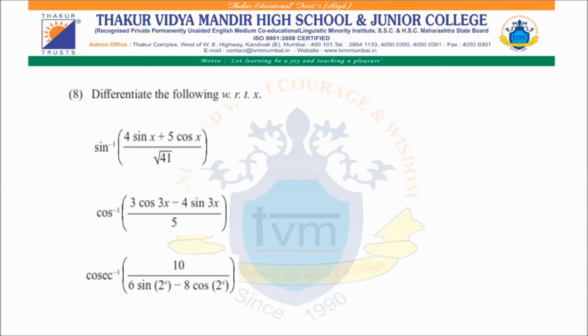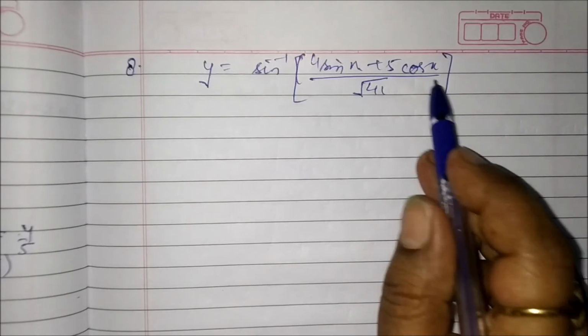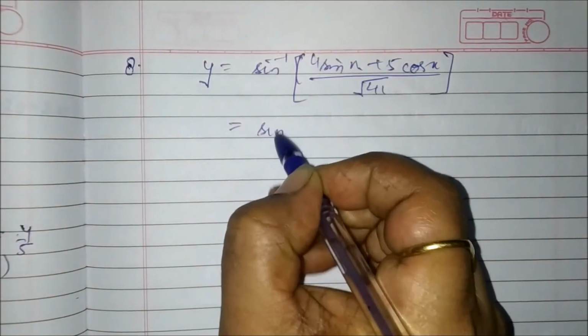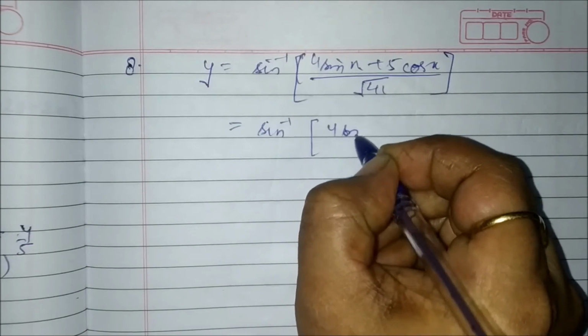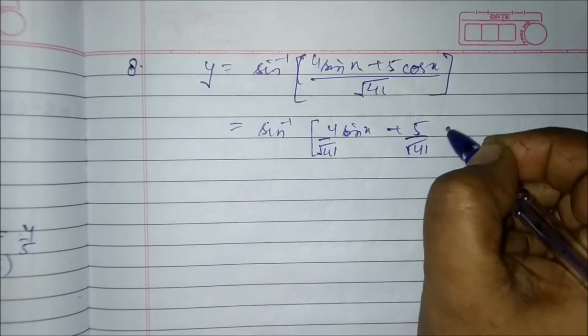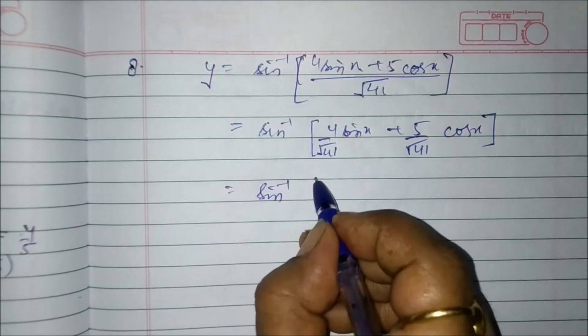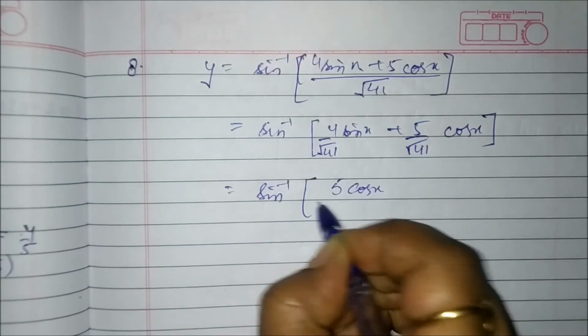And question 8. Here 3 parts are given. See these solutions in the video. Now see question number 8. Here the first function we have taken is y equals sin inverse of (4 sin x plus 5 cos x) upon root 41. Now write this function in this form: 4 sin x by root 41 plus 5 by root 41 cos x. Now arrange the terms.